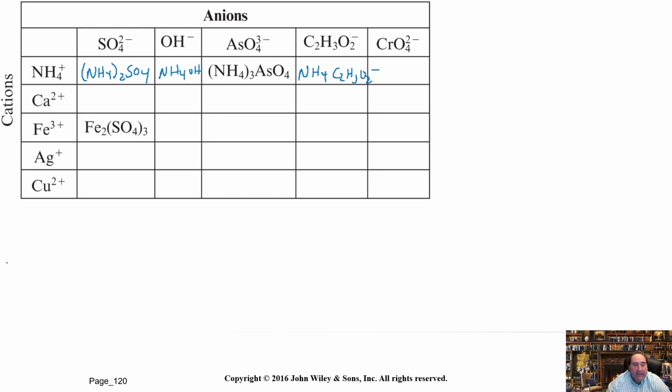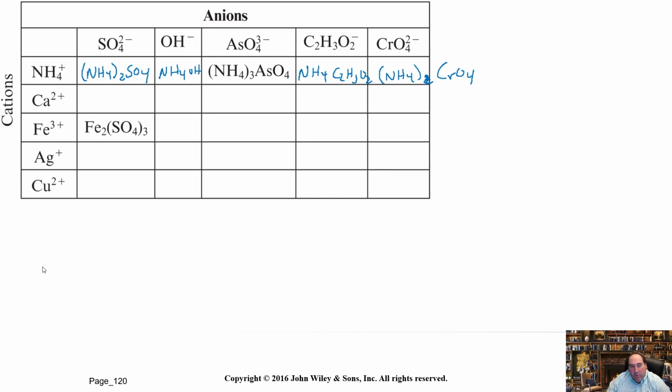Squeeze into that box, and I should not have a charge there. So sorry, overwrote there. And lastly here, we have +1 and -2. So once again, we will need 2 of our +1. So we'll put parentheses with a 2, and we will put CrO4 there. So that's a 2. There we go.